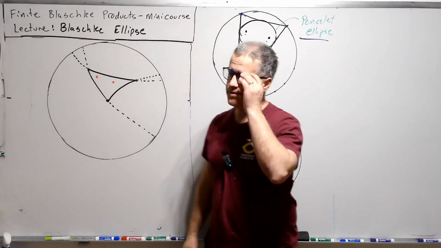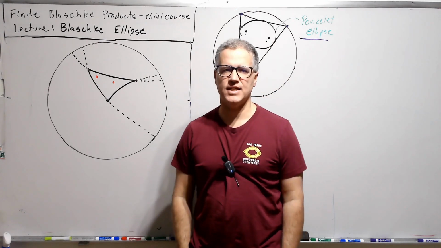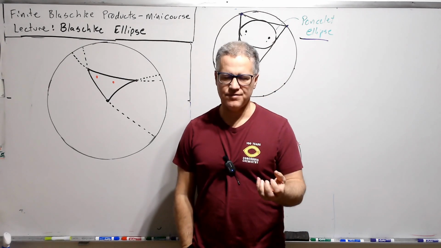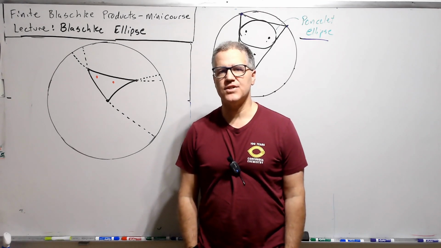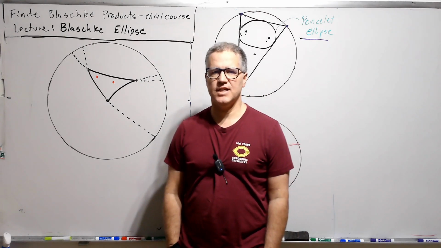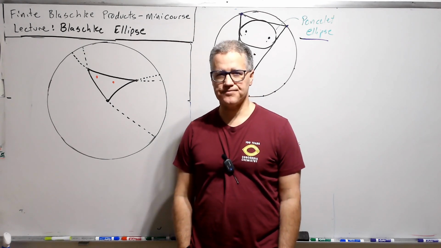Okay, I think we'll get started. So today we're going to talk about this really interesting idea of the Blaschke ellipse. Some beautiful geometric properties arise when we consider the zeros and the critical points of these Blaschke products.